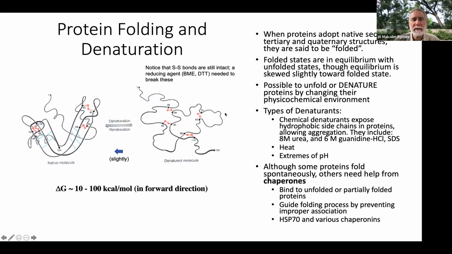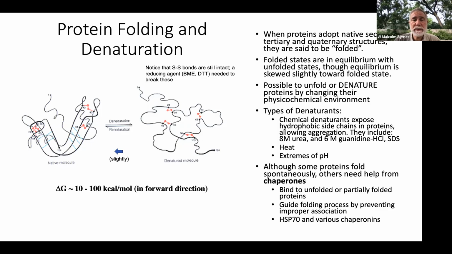Shown here in this diagram is bovine ribonuclease. It's a small protein, 124 amino acids in size. And it has 4 disulfide bonds. It folds into a native tertiary structure. It's a monomer. And it catalyzes the hydrolysis of RNA. It's an RNase, so it degrades RNA.